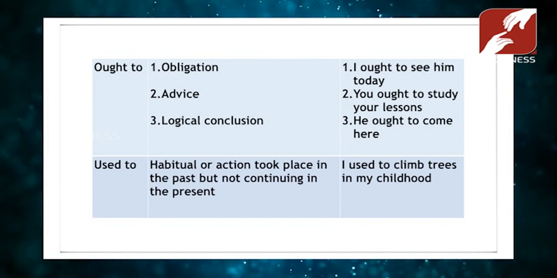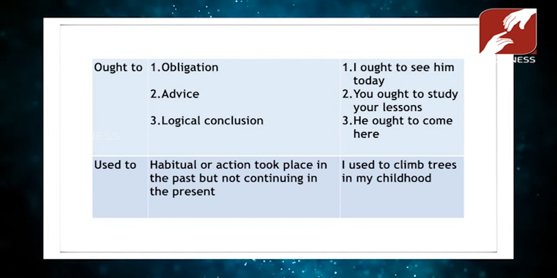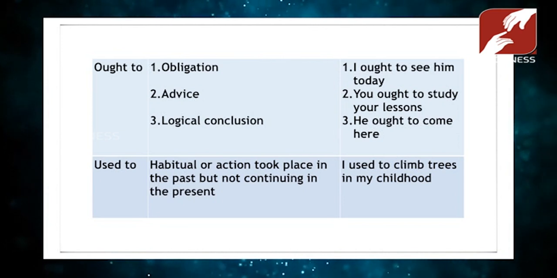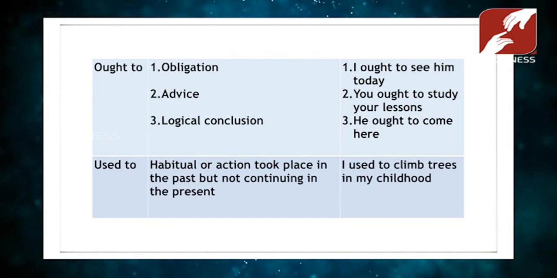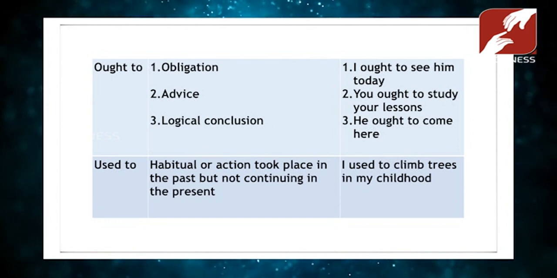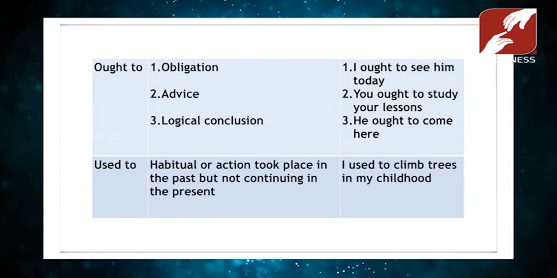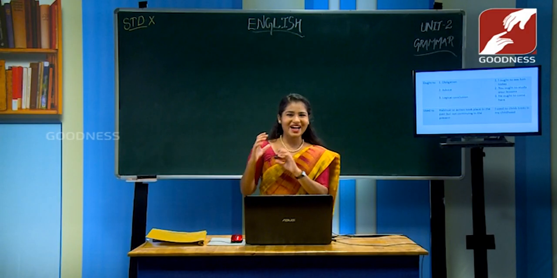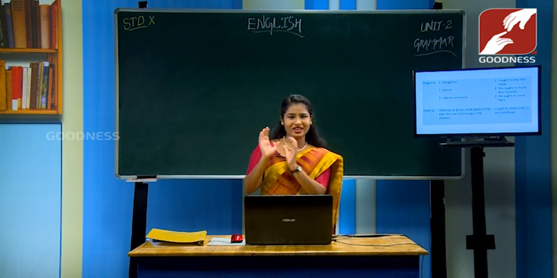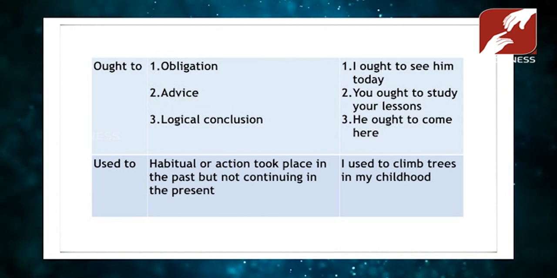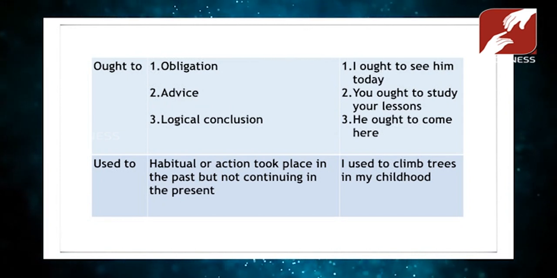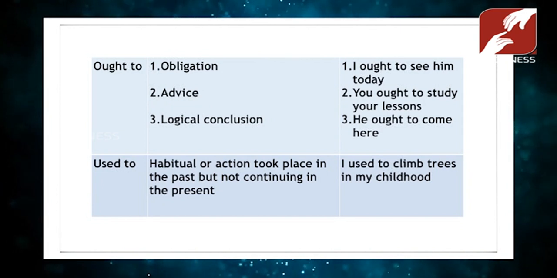Moving to a new modal auxiliary, ought to. For what do we use this ought to? It is used to express an obligation. For example, I ought to see him today. Another usage is to give some sort of advice. For example, you ought to study your lessons. This is an example of giving advice. And the last usage is to give logical conclusions. For example, he ought to come here. All these are the examples of the modal auxiliary ought to.